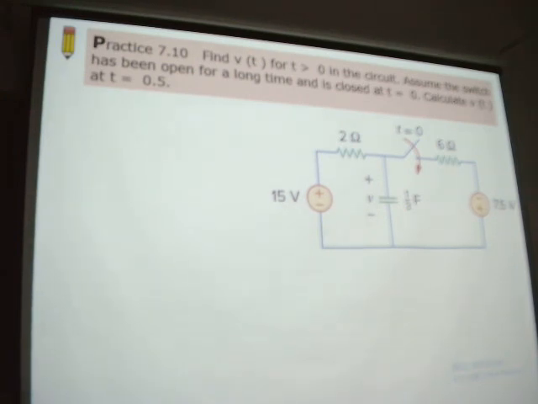Practice 7.10. We need to find V, where V is the voltage on the capacitor 1/3. We assume the switch is open before t equals 0, and it has been open for a long time. If we close this one at t equals 0, we need to calculate V(t). What does this mean? Before this, this part is open and has been for a long time, so this becomes an open circuit, right?